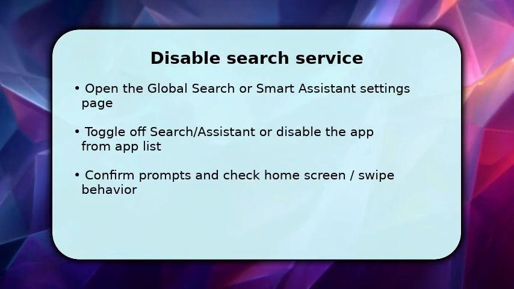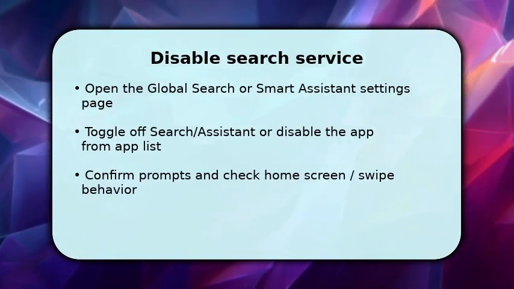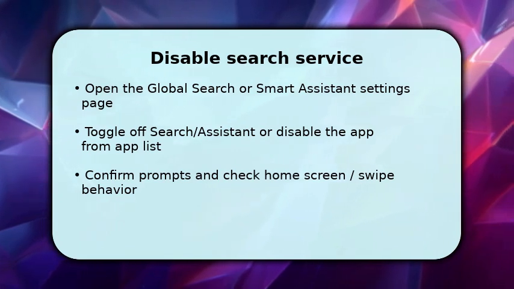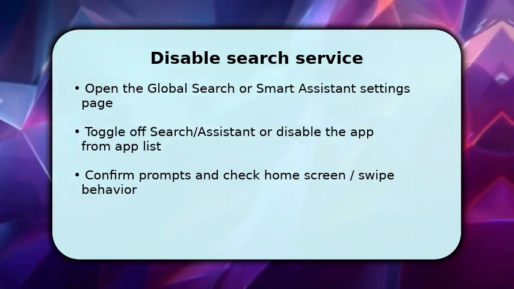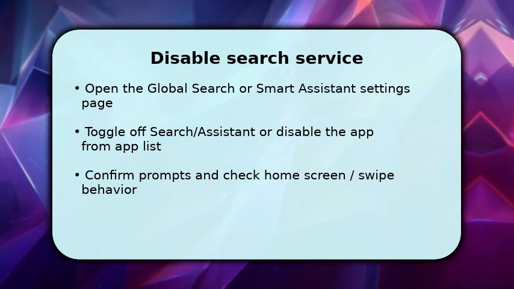Now you disable the feature. Open the Global Search or Smart Assistant settings page and look for a toggle like Search, Show on Home, or Smart Assistant. Flip that toggle off.